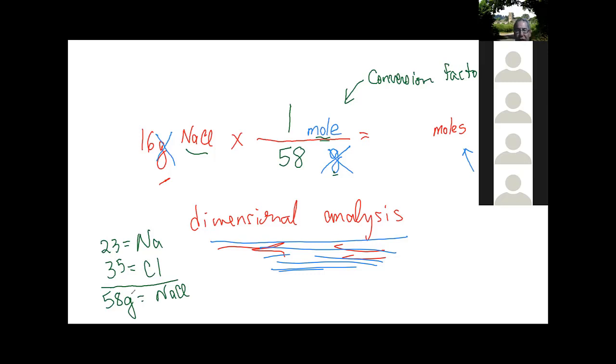Okay, so from this point, then it's get your calculator out. It's 16. That's what you started with. Times 1 divided by 58. Okay. So on your calculator, it'll be 16 divided by 58. And we'll express that as a decimal. It looks like about 0.3. Yeah, 0.275. 0.275. Sounds great.